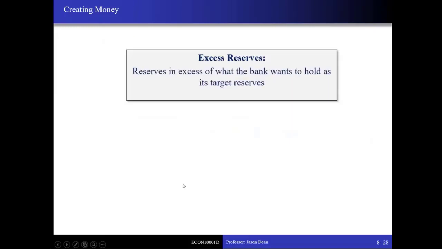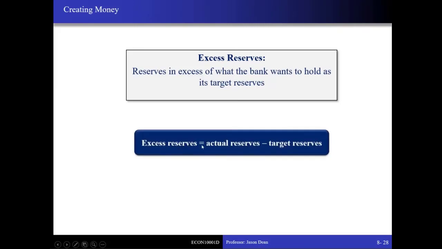Excess reserves are reserves in excess of what the bank wants to hold as its target reserves. So in the last example, there weren't any because the target was equal to what they actually had in reserves. Excess reserves are equal to the actual reserves minus the target reserves. In the last example, these numbers were both exactly the same at 10,000.